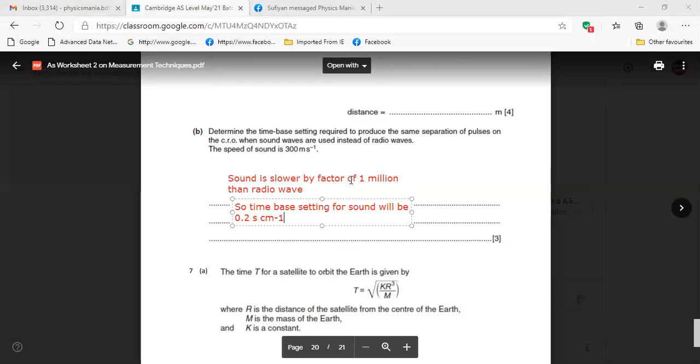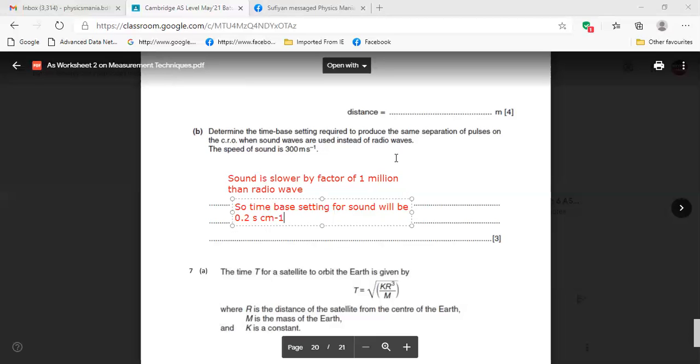Have you shown the factor? You have to show the working here for that one mark, like 3 into 10 to the power 8 divided by 300. This one you show the working, okay? Is it clear? Yes, sir. That one is coming 1 million, that is 10 to the power 6. That one you have to show for that one mark, for showing the calculation. So this worksheet is over.